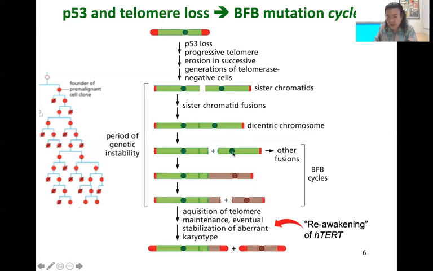And so after multiple rounds of crazy BFB, giving you your crazy candy cane looking karyotype, eventually that has to stop. If TERT is reawoken, then telomeres are restored, and then that messed up genome is stabilized, right, in its horribly messed up state.